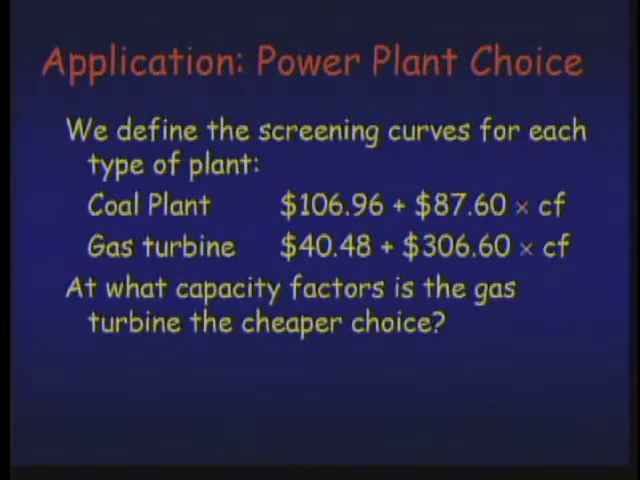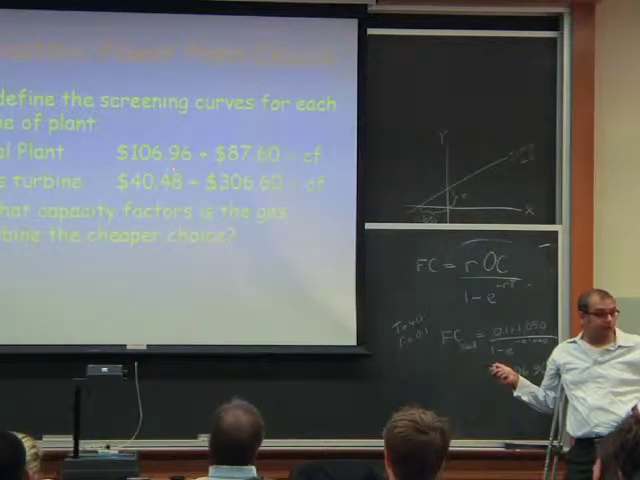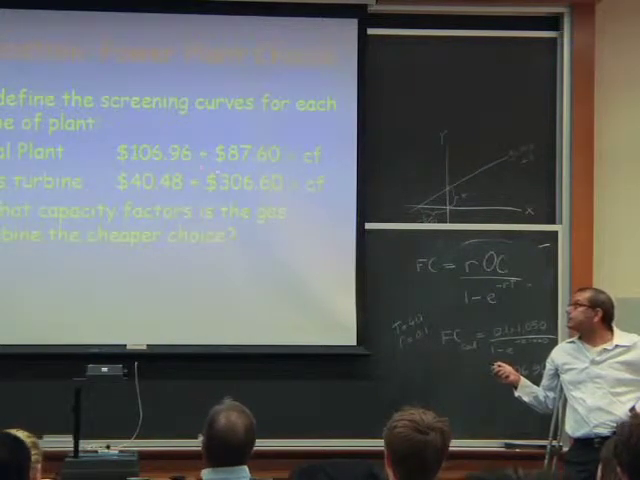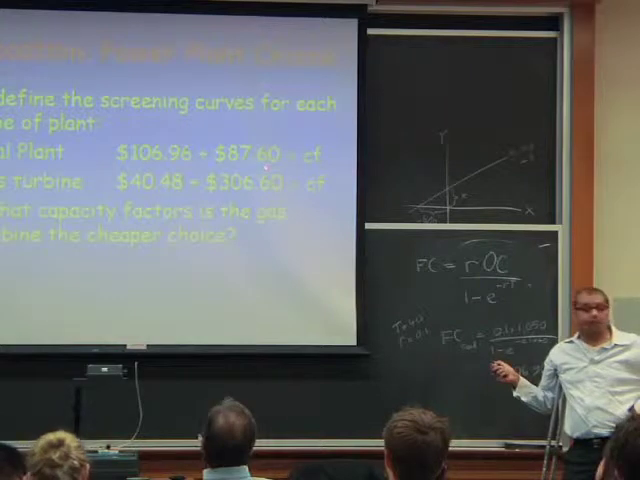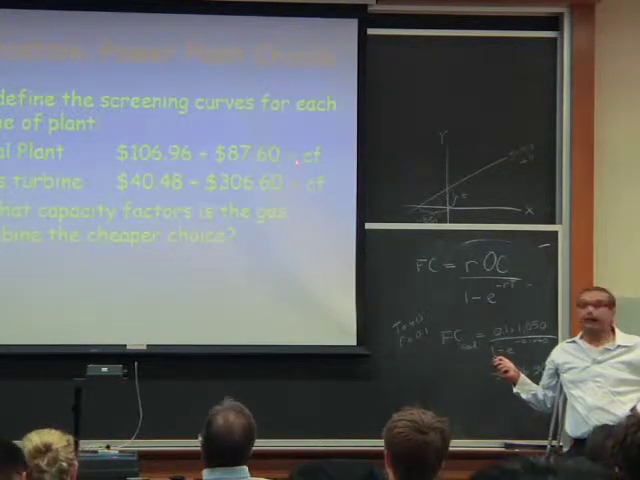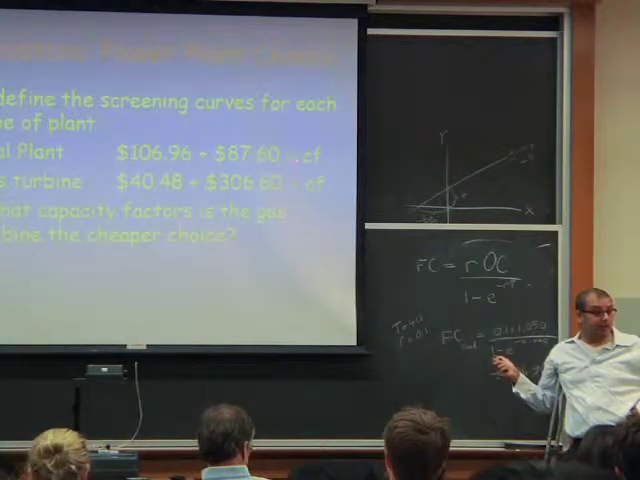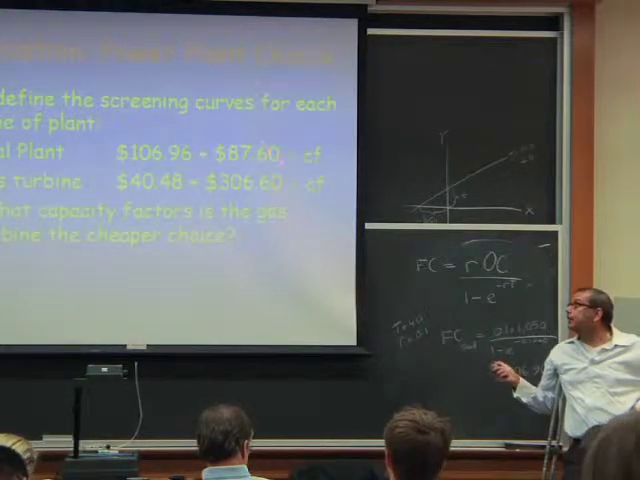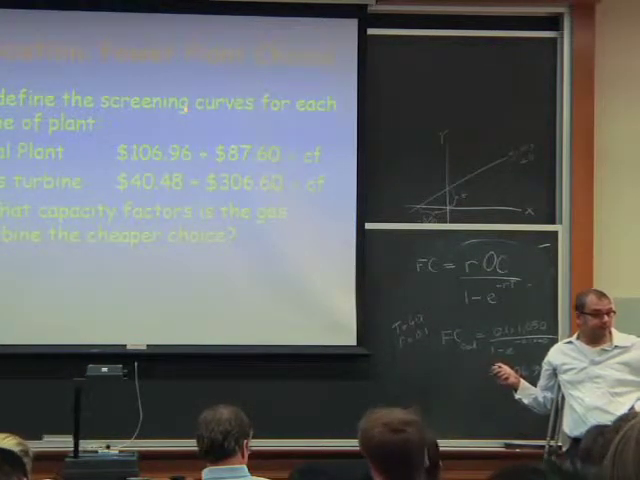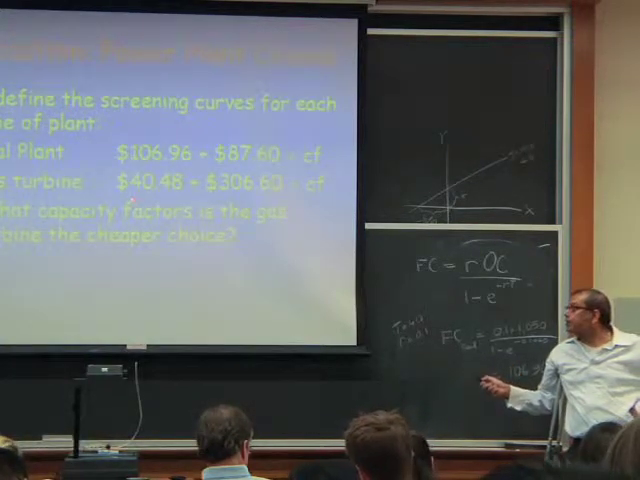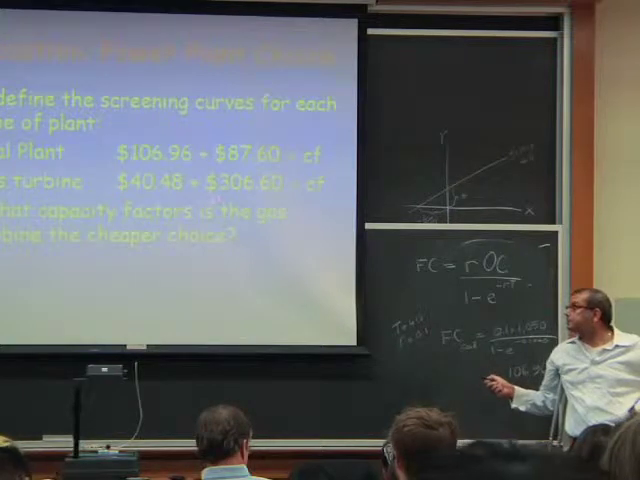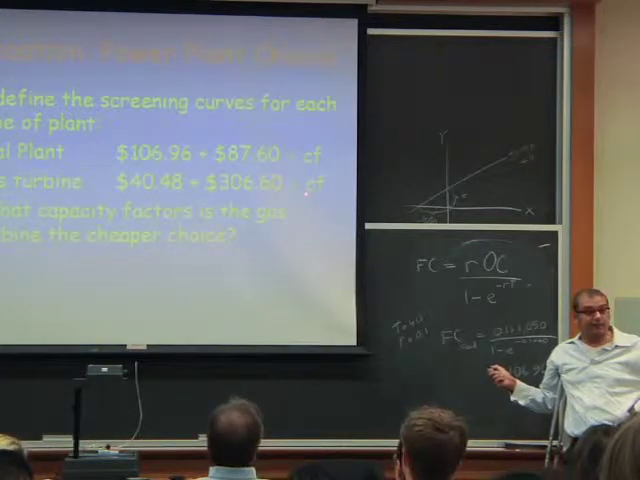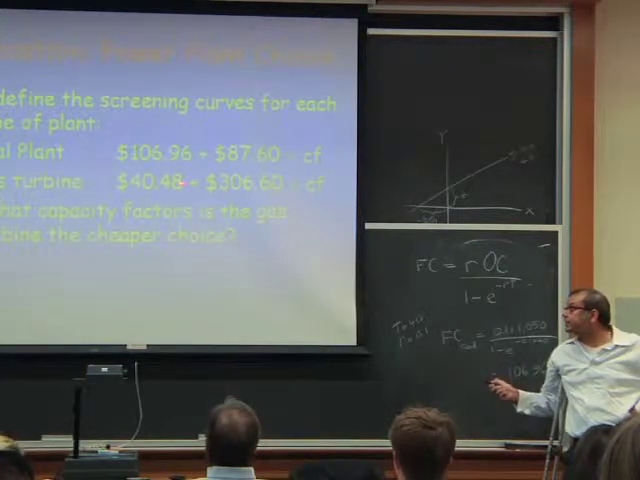For the coal plant, that's going to be equal to the fixed cost to run the plant for a whole year, regardless of how much I run it, plus the variable cost times the capacity factor. If that's equal to 1, that means that I'm running it 100% of the time. But if it's less than 1, if it's 0.1, then I'll only incur 10% of this. Okay? And similarly for the gas turbine. Fixed cost plus the variable cost times the capacity factor. If the capacity factor is equal to 1, then I simply get 306 plus 40.